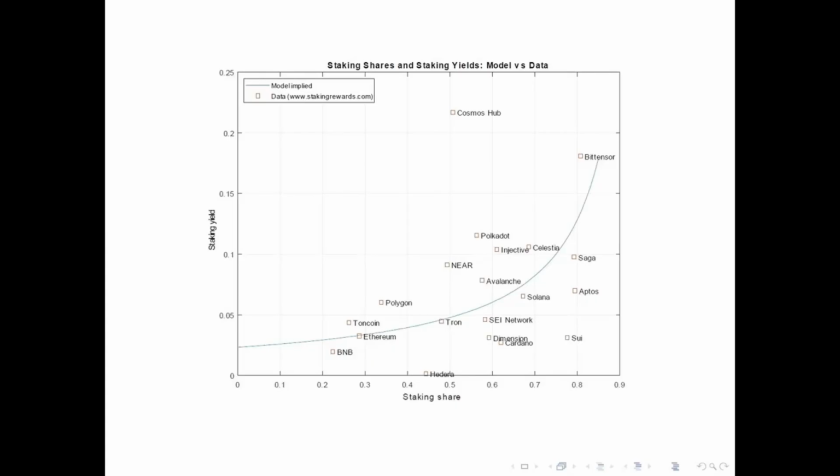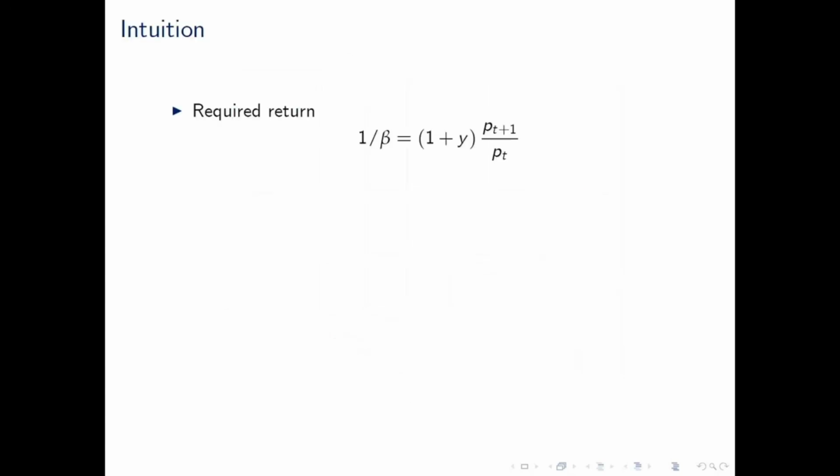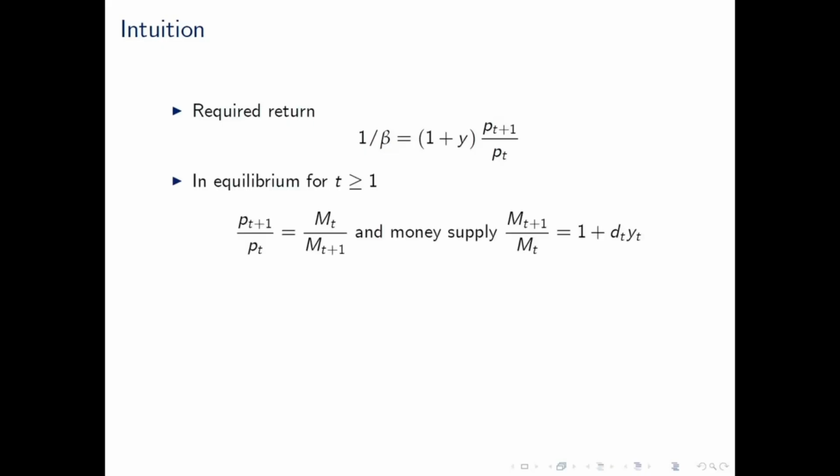If you want to summarize what this says, of course you've seen the equations, but we go backwards. It just says there is a required rate of return that has two sources: the staking yield and the price appreciation. And in this model, because it's so simple, the price change is just the inverse of money growth. That's the dilution, and the money growth equation just links it to the staking yield. Okay, that's it.